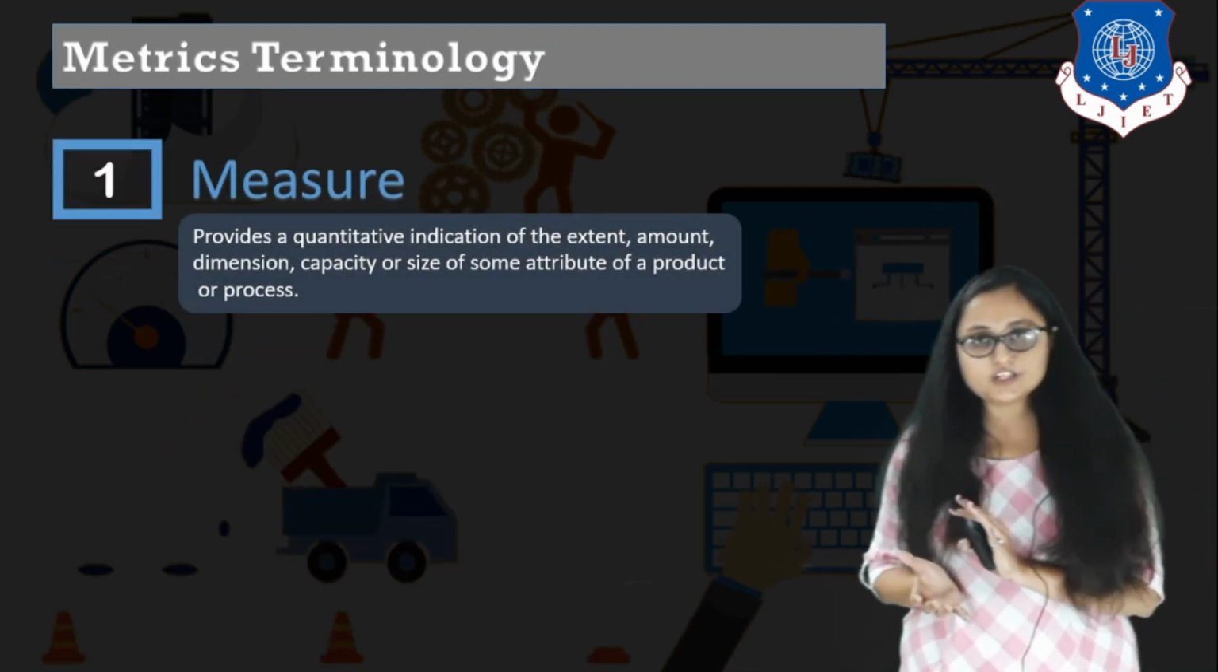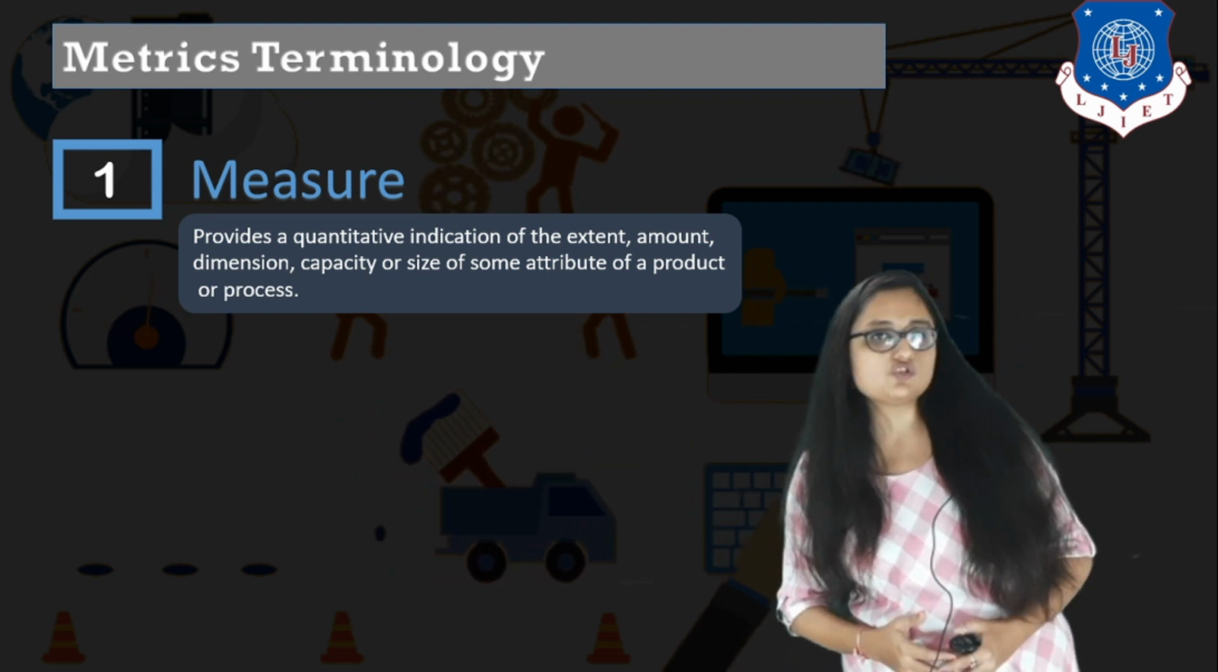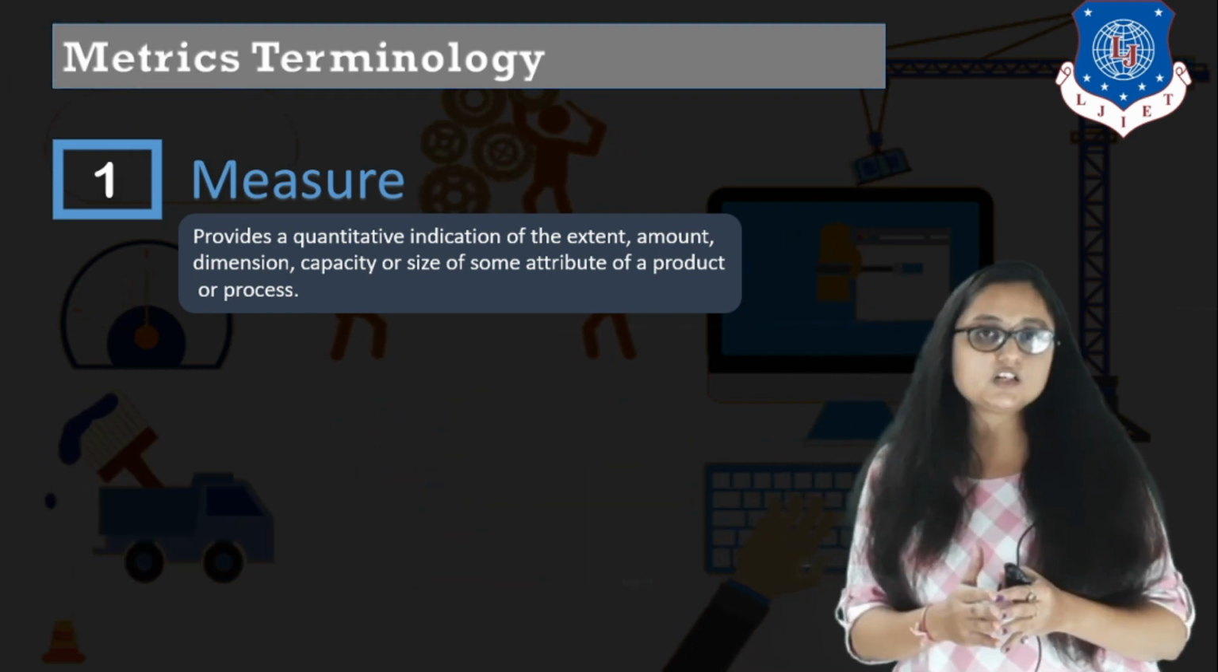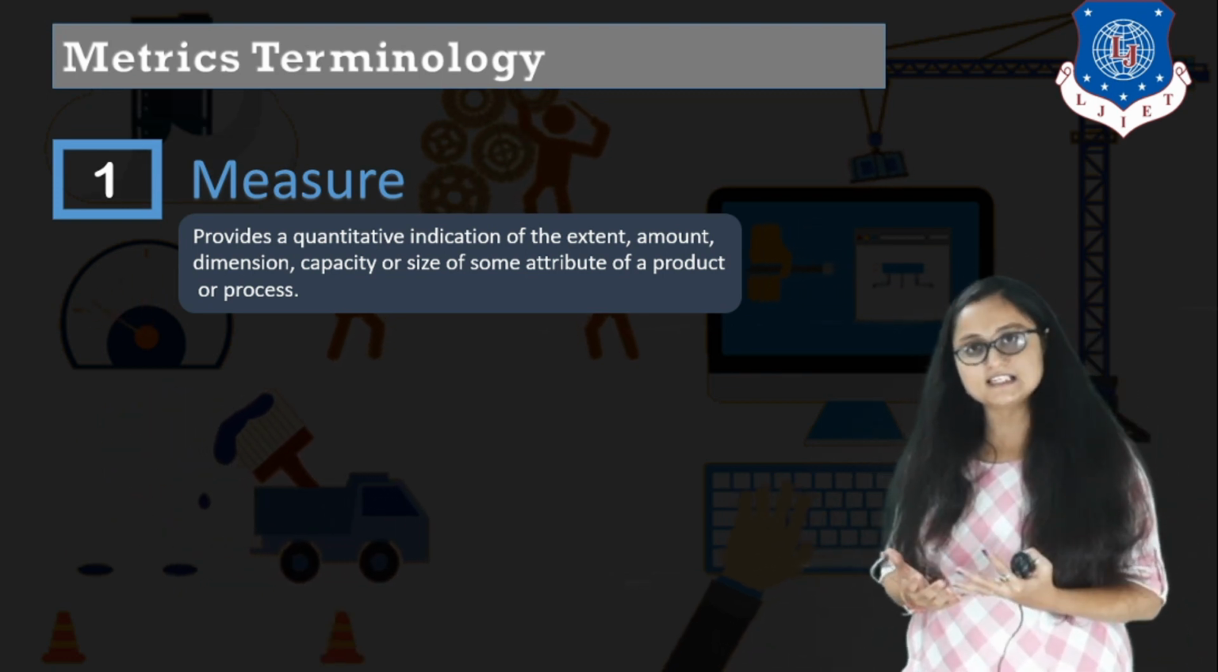So first of all, let us study the basic terminologies related to metrics. When people say metrics, you may relate it with the maths matrix. No, this is not the maths matrix. The spelling is different, the meaning is different, right? So let us try to understand what is a metric in software engineering.